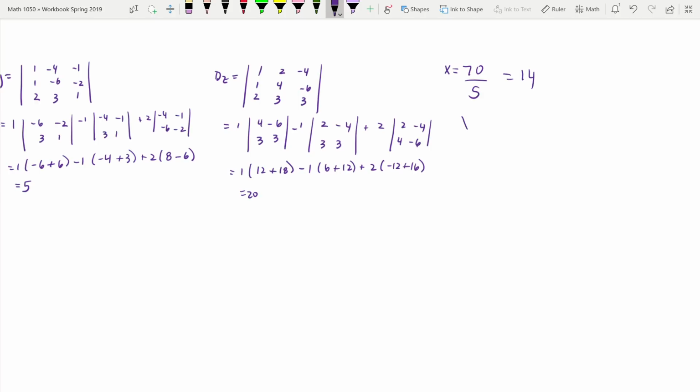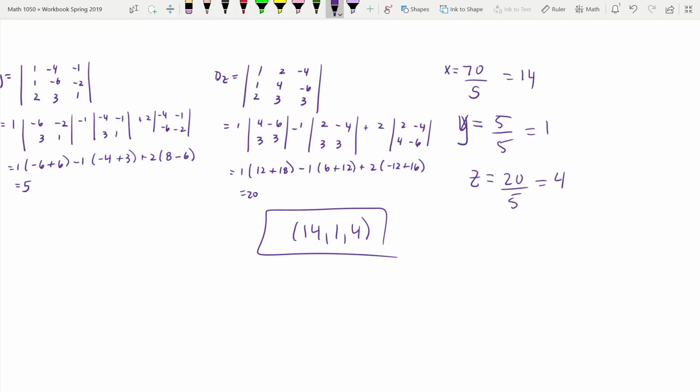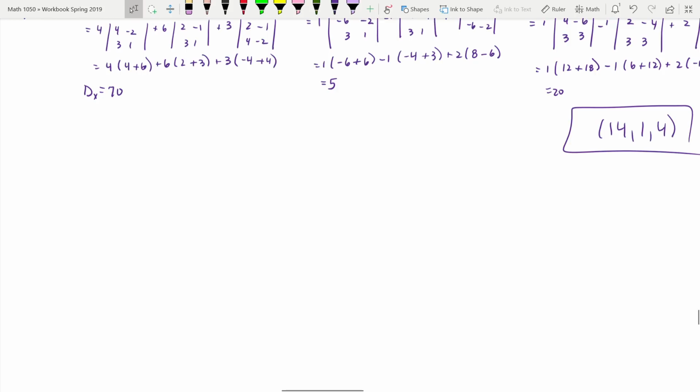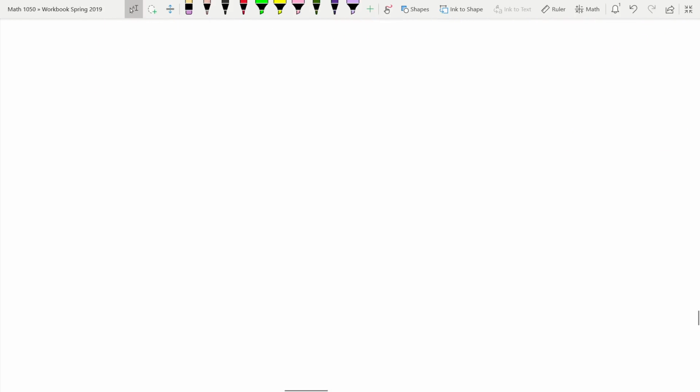And then to find the y, the d sub y is 5 divided by d, which is 5, and you get a 1. To find the z, d sub z, which is 20, divided by d, which is 5, and you get a 4. So it's 14, 1, 4, store it in, check your answer. That is also checkable. So everything we've done so far is checkable, okay? All right, question number 6.